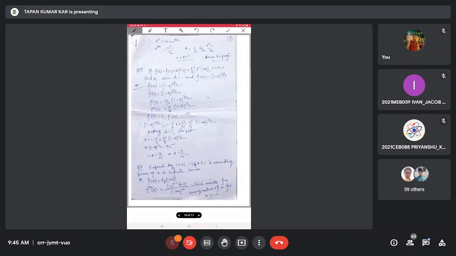Lagrange's form of remainder is simpler than Cauchy's form of remainder. But in some cases, using Lagrange's form of remainder, checking whether Rn tends to 0 as n tends to infinity is not easy, and sometimes it is not possible. Then you have to use Cauchy's form of remainder. So you must remember both forms, Cauchy and Lagrange.